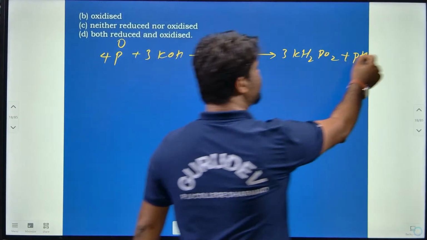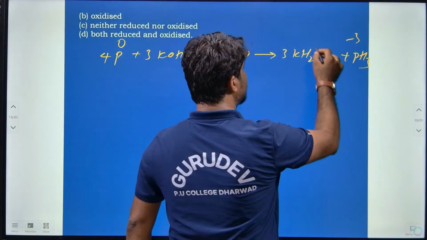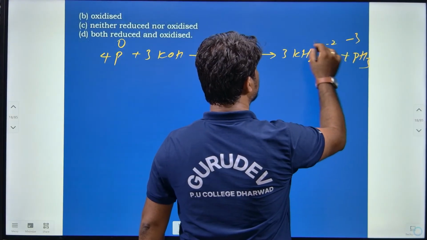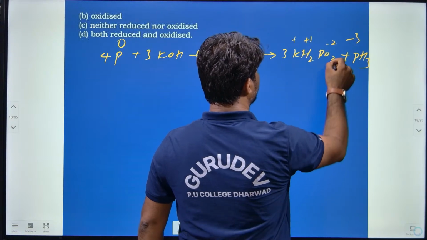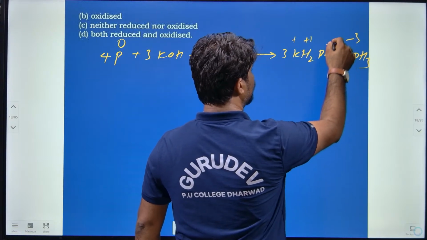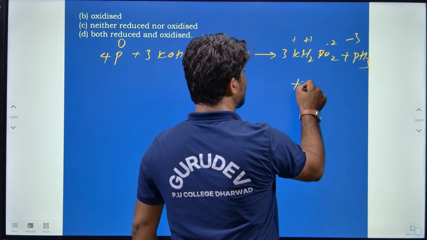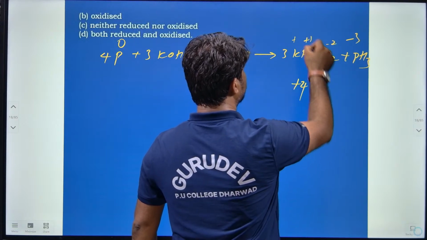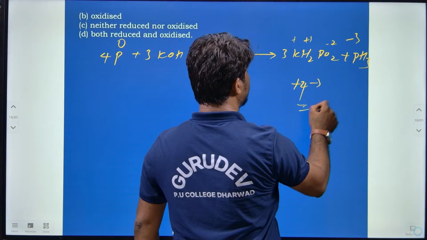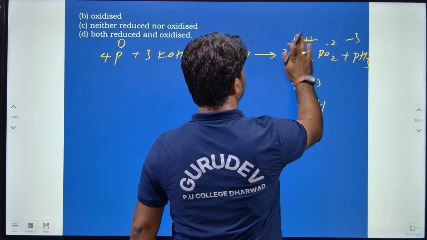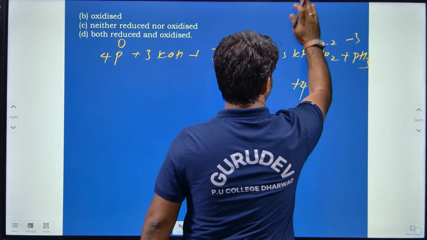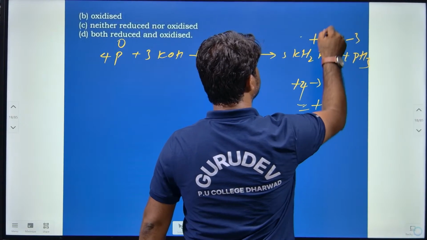And in case of PH3 it is minus 3. In case of the PH2- it is minus 2 and here plus 1, here plus 1. 4 4s are minus 4, 2 2s are 4, and taking minus 4 and here minus 3 and here plus 1. Yes, the oxidation state of the phosphorus here in this case is plus 1.